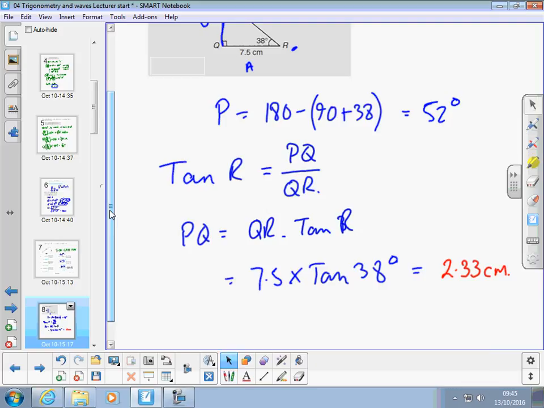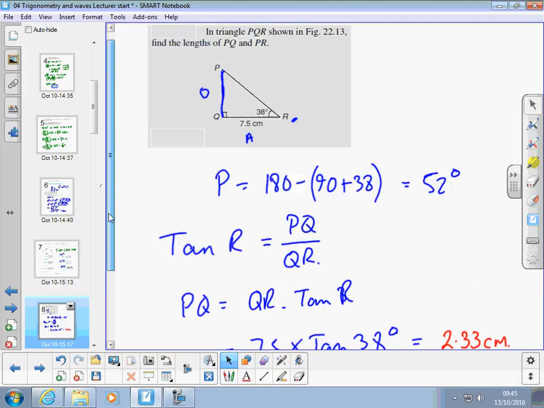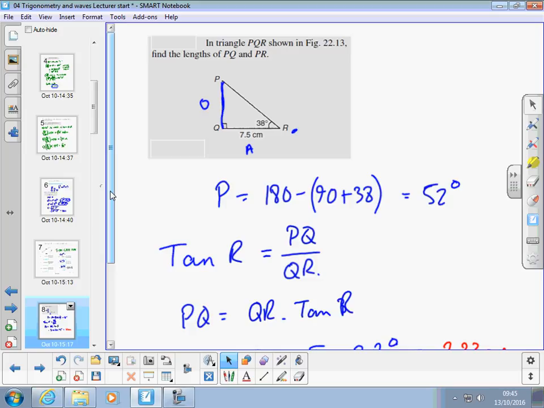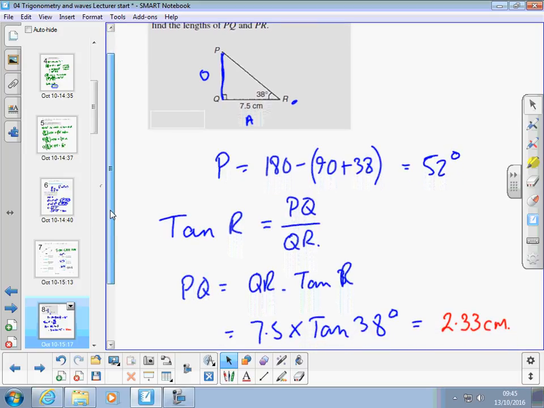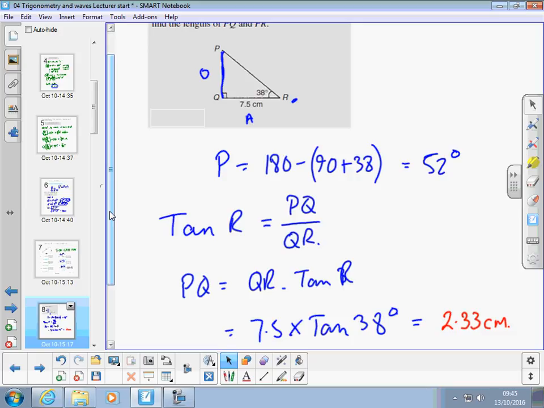And the other part of the question, using the ratio, find PR. So we're looking to find the length of the hypotenuse here, this side. Well, you've been given the angle in degrees, so what do you think?